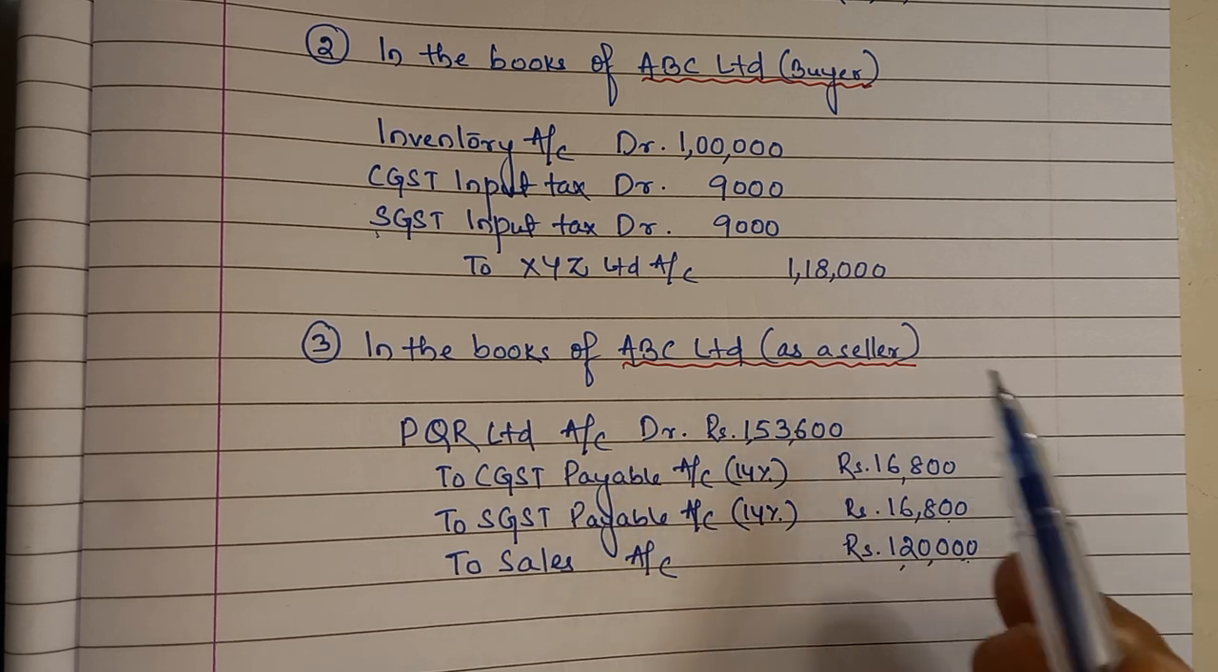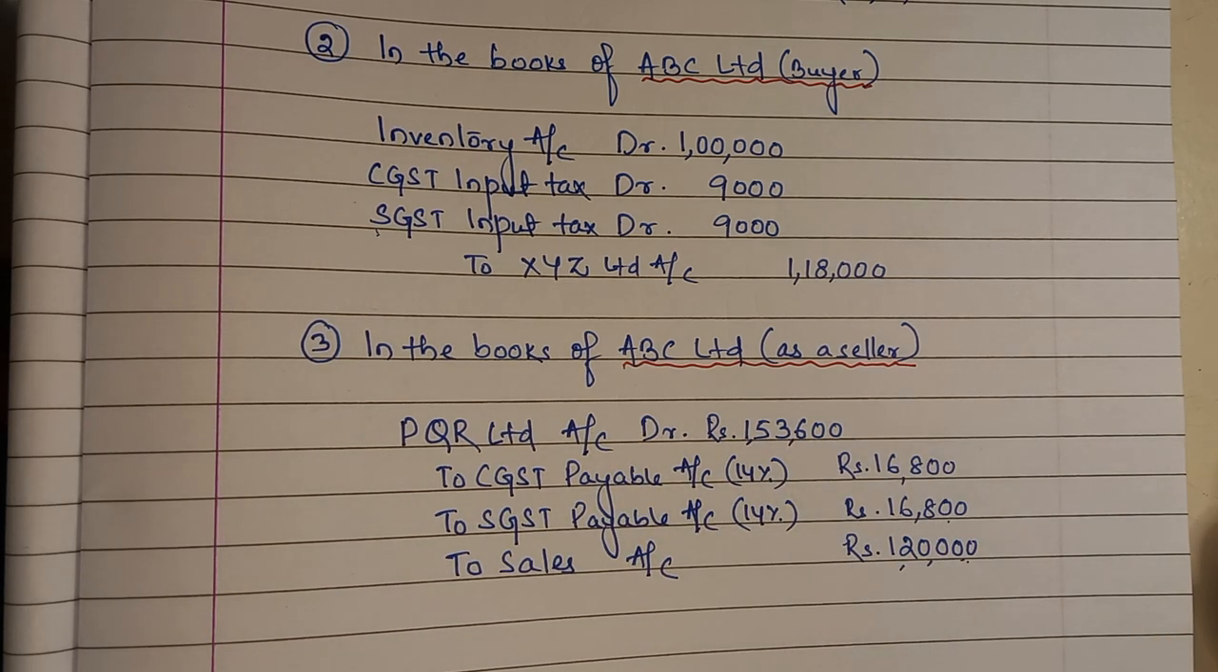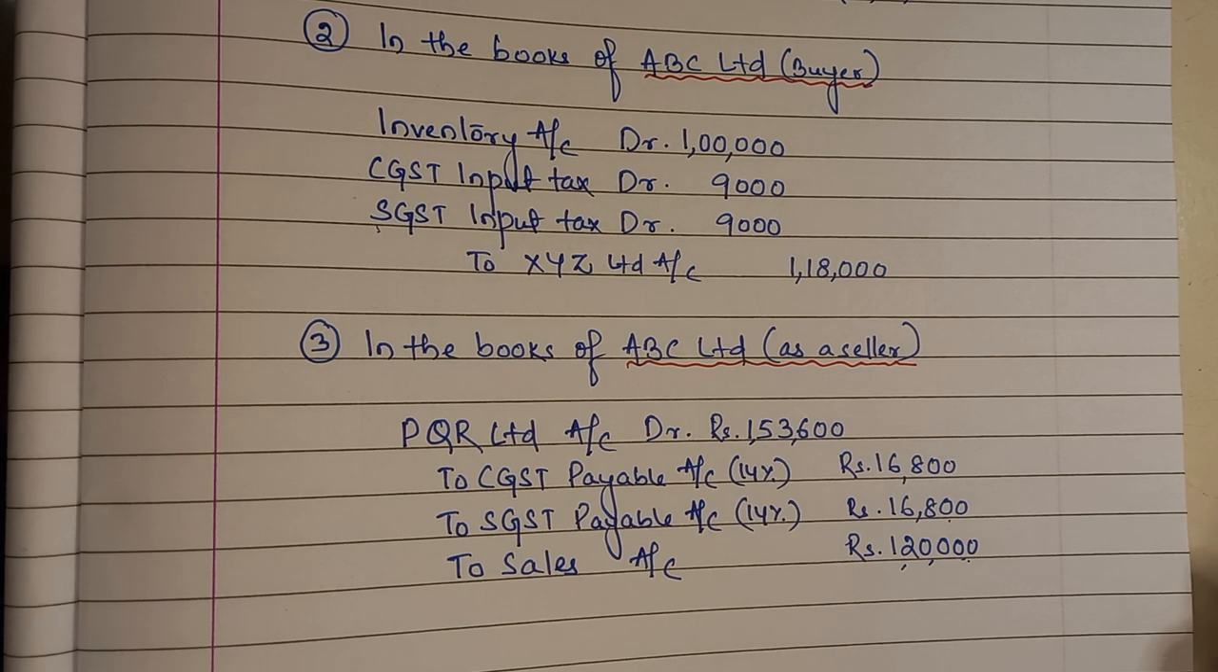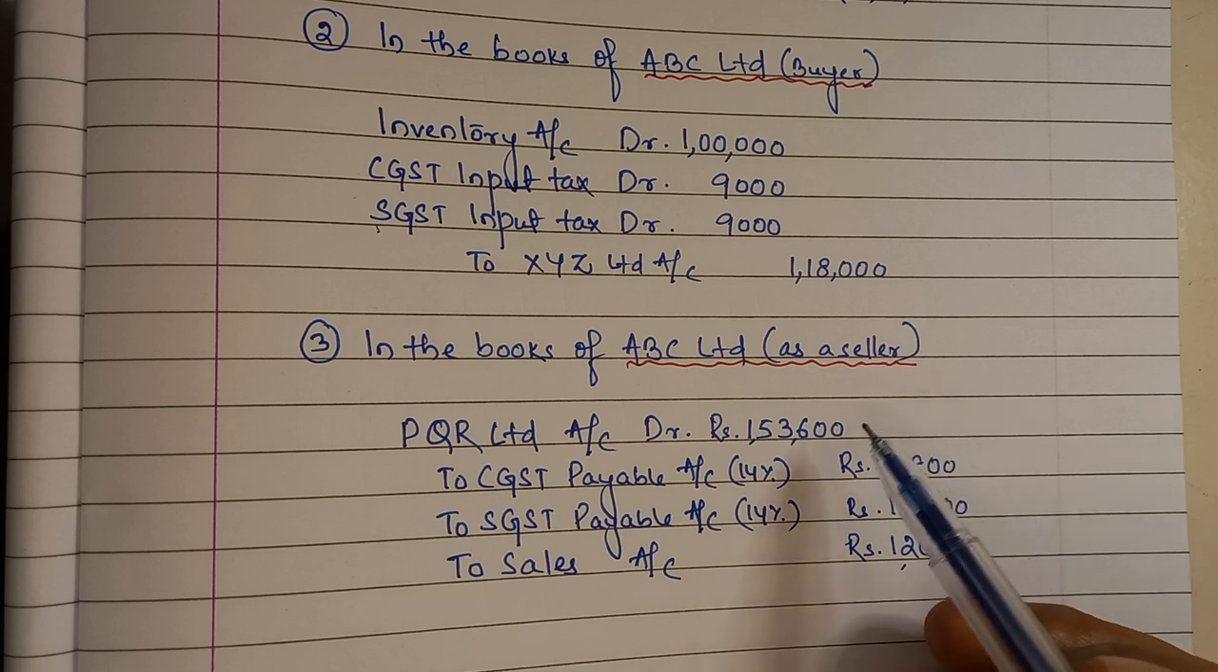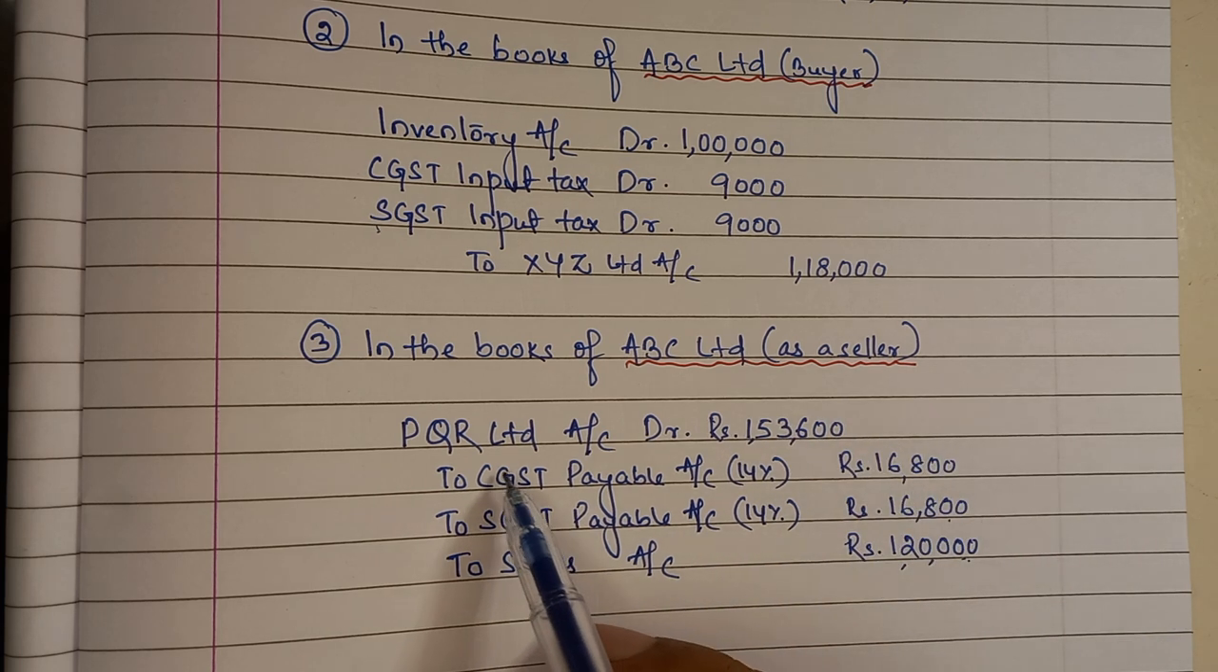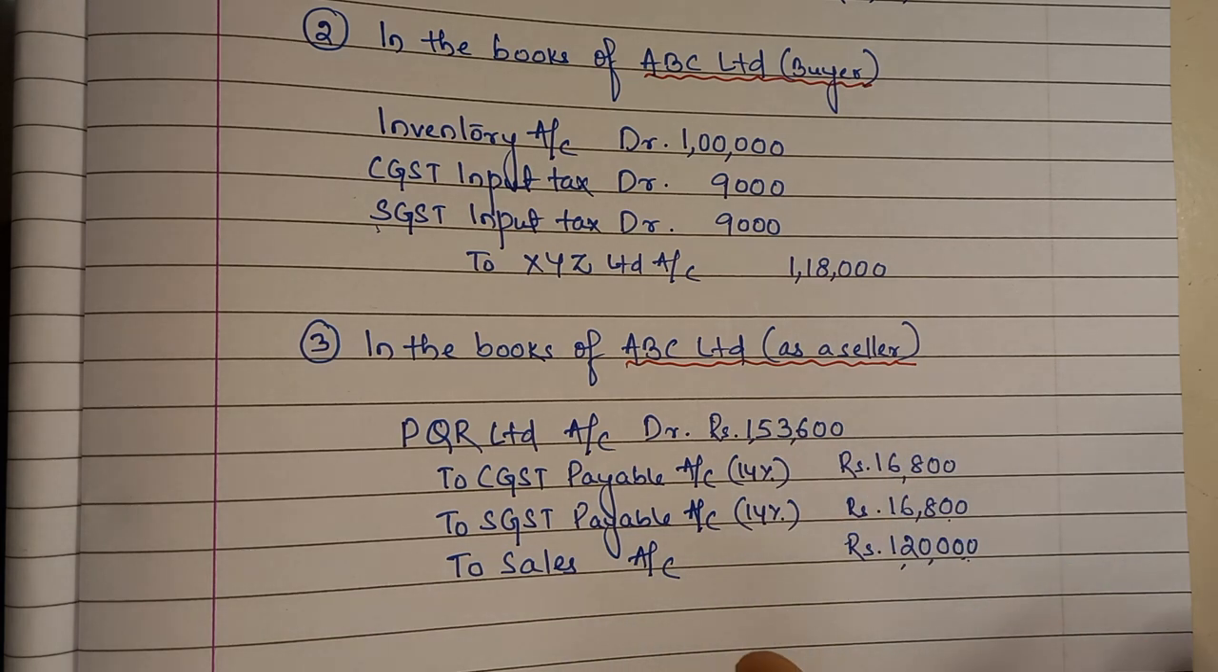And like this, when PQR posts this entry as inventory, for example, in his books, unless he is the last user, he can take credit for these two amounts. If he is the last user, he can't take credit, but that is a different story. So this is the example which gives more clarity on how GST accounting works.